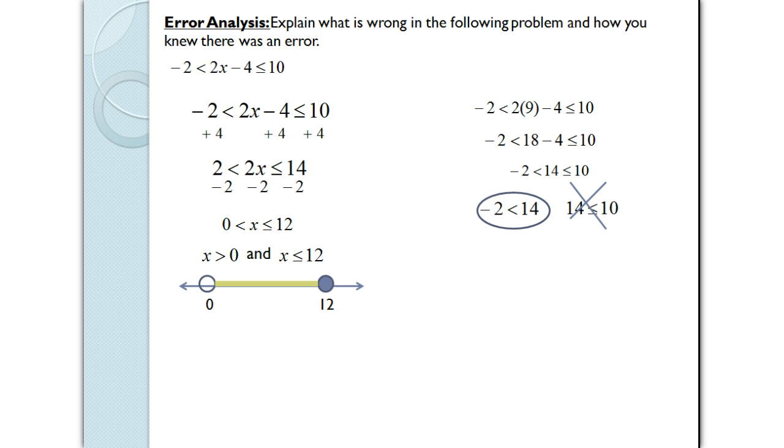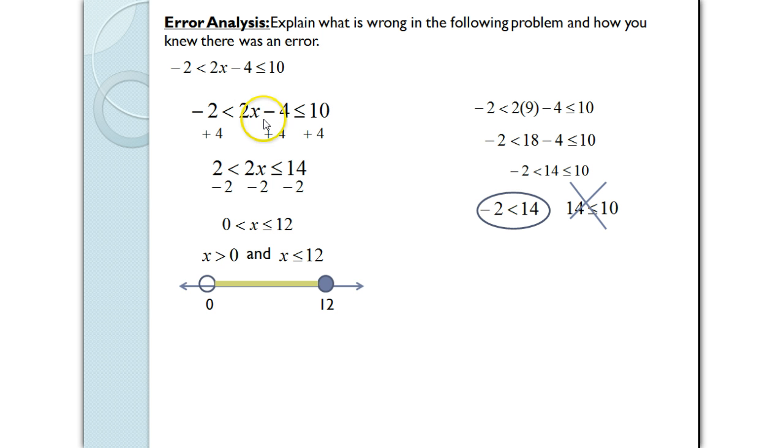Next, we have our error analysis problem. Explain what is wrong in the following problem and how you knew there was an error. Well, if you look, this is the problem given. I know that's an intersection because of the formatting. It doesn't have that or word, so I know it's going to be an intersection.